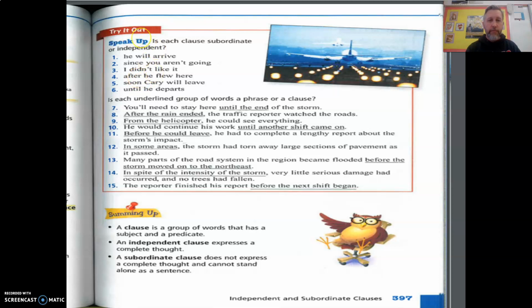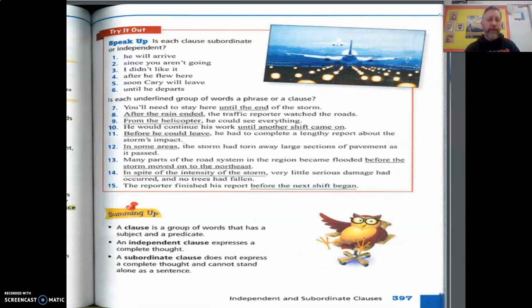What do you think? "Soon Carrie will leave." Yeah, that seems to be able to stand alone as a sentence. "Soon" is not a subordinate conjunction, right? "Until he departs." Okay, until he departs, what will happen? Please finish your sentence. So that would be a subordinate clause. It can't stand alone as a sentence.